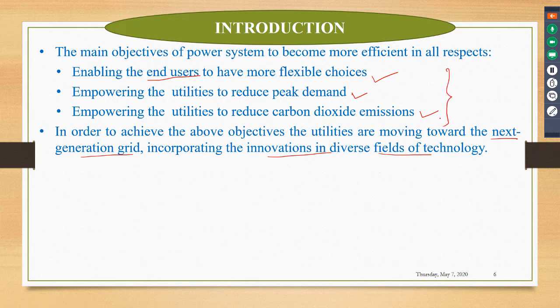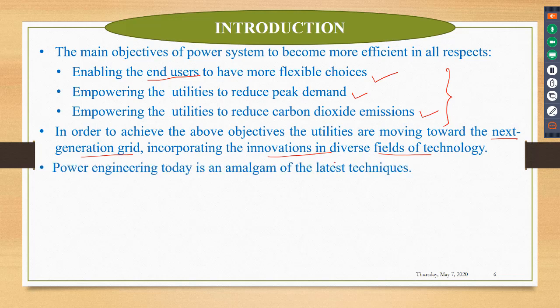One is your flexible choice to the consumers or to the end users. Second is reducing the peak demand, and third one is to reduce the carbon dioxide emission. And therefore we are moving towards the next generation grid, incorporating the innovations in diverse fields of technology. So power engineering today is an amalgam of the latest techniques. Amalgam means it is a mixture of the latest techniques.